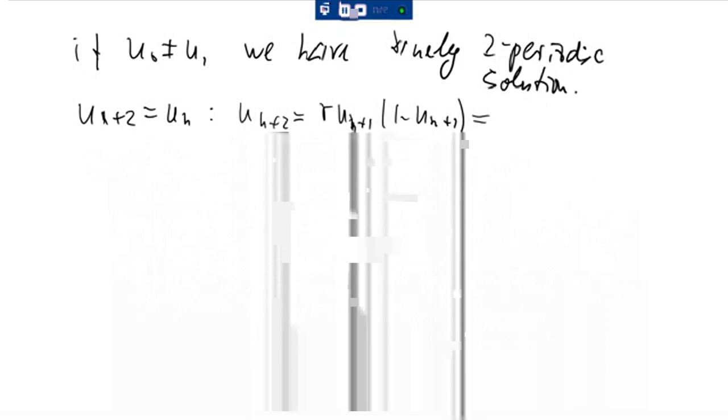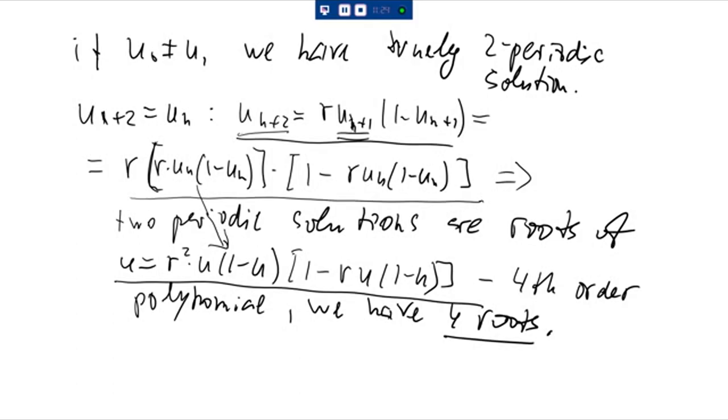should be, in fact, our fixed points, because our fixed points also should satisfy this equation. We know that fixed points also can be considered as two periodic solutions. Therefore, the first two roots are known. What we need to find is U3 and U4. So let's try to find them.